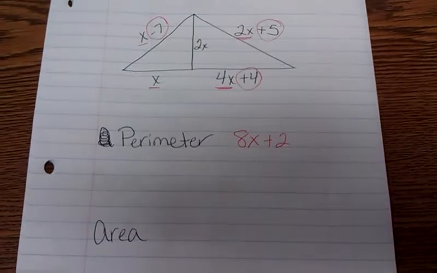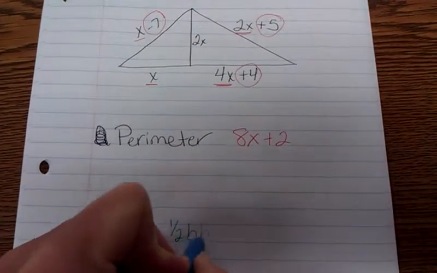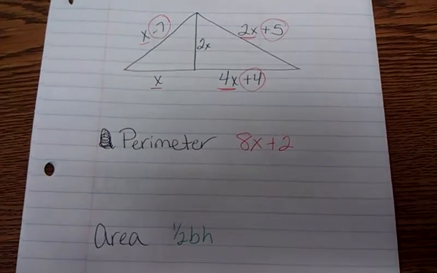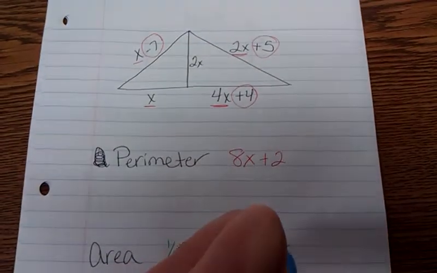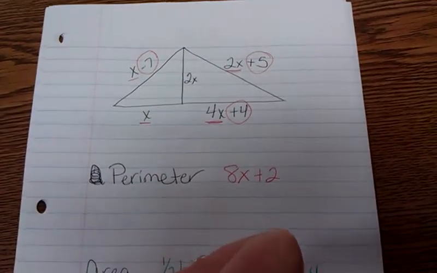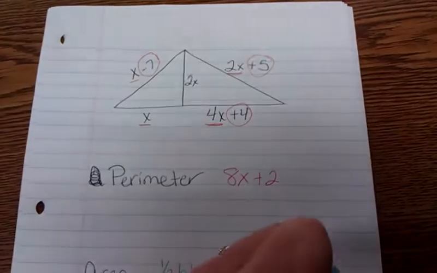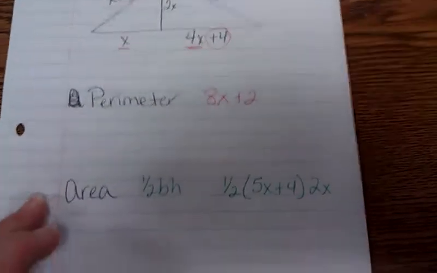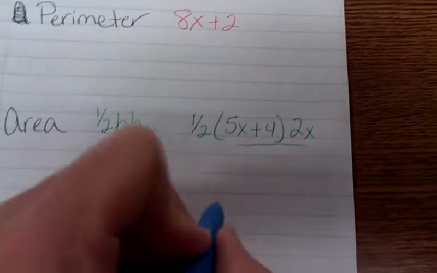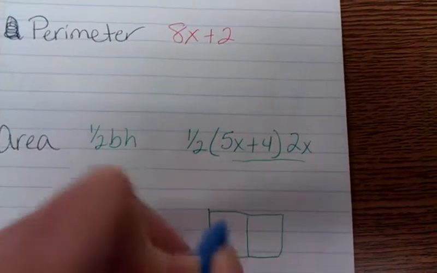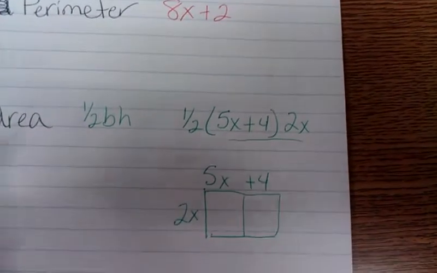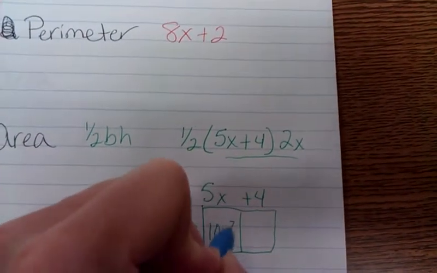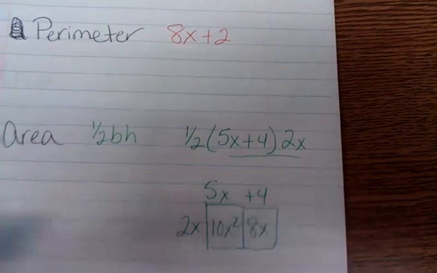Now I want you to find the area. That's the next thing. Remember, area is 1/2 base times height. Well, here's my base down here, so I've got 1/2. My base is 5x plus 4, and this is times my height, and that's where the 2x comes in. So now I'm going to multiply these two right here using the box method. I have 5x plus 4 and 2x. 5x and 2x is 10x squared. 2x and 4 is 8x.